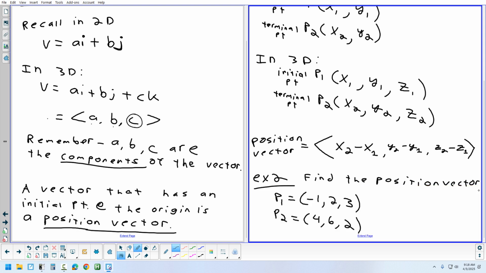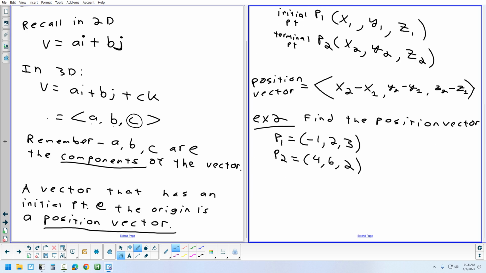All right, so let's see if we can find the position vector between those 2 points. If they don't label which one is which, the way that I did it, how do you know which one is initial? Yeah, Ben? Probably the first one would be 1. Yeah, the one with the 1 is always the initial, the 2 is always the terminal.